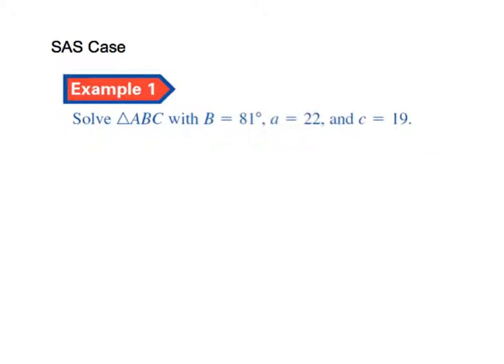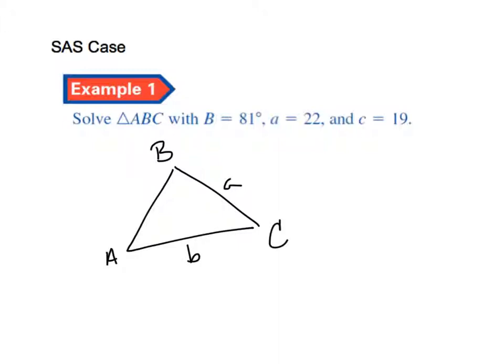So let's begin with our first situation. This is a side angle side case, but we might not know that going into it. So what I always do is I just sketch a triangle. Now remember, just as I said in the previous videos, it doesn't matter how you sketch the triangle. It is just an organizer for us. So here I'll put angle A and side A opposite it, angle B with side B opposite it, and angle C with side C opposite it. So we begin by putting in angle B, which is 81 degrees, and then side A, which is 22, and side C, which is 19.